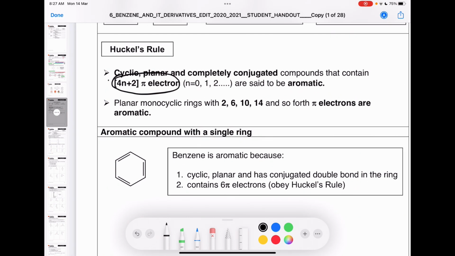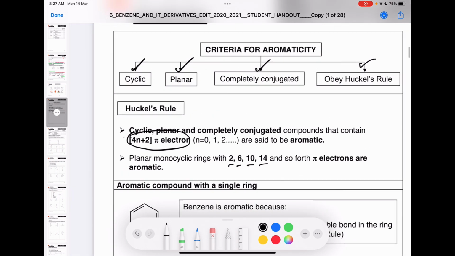Okay, so selalunya dia punya pengiraan tu ada 2, 6, 10, 14 pi elektron. So tak semestinya 6. Tapi kalau dia sejenis cyclic, planar, completely conjugate, dan dia ada 2 pi elektron pun, kita boleh panggil dia sebagai benzene ring. Tapi like I said, this is not in your syllabus anymore. Awak hanya perlu tahu macam tu sahaja.